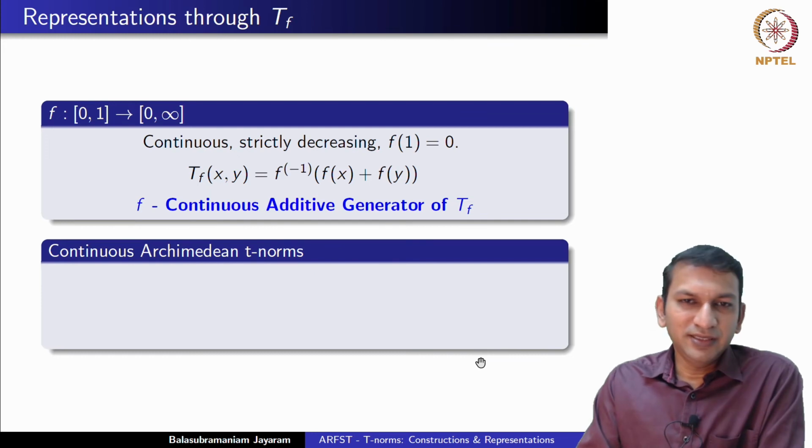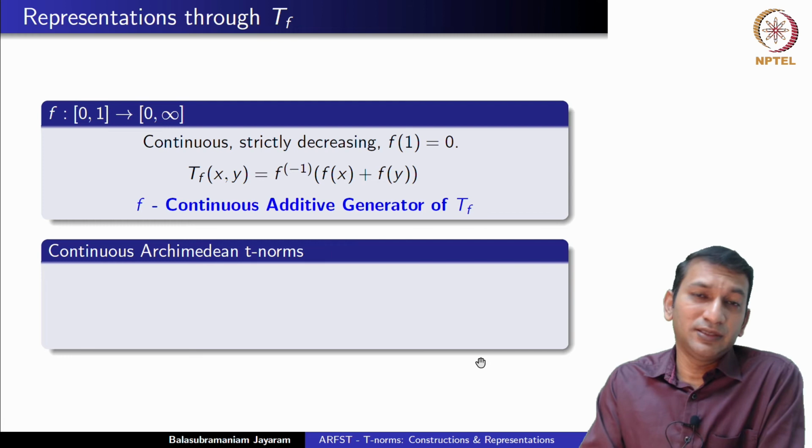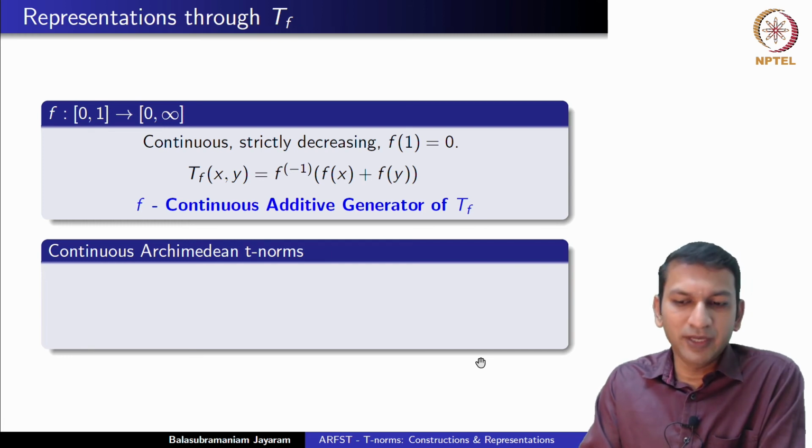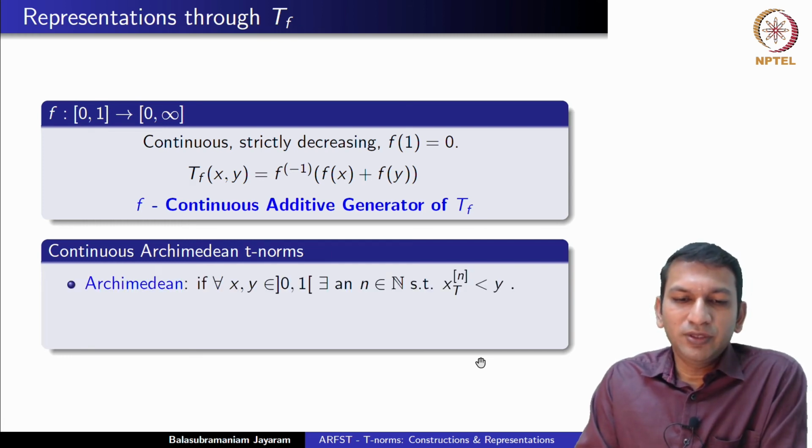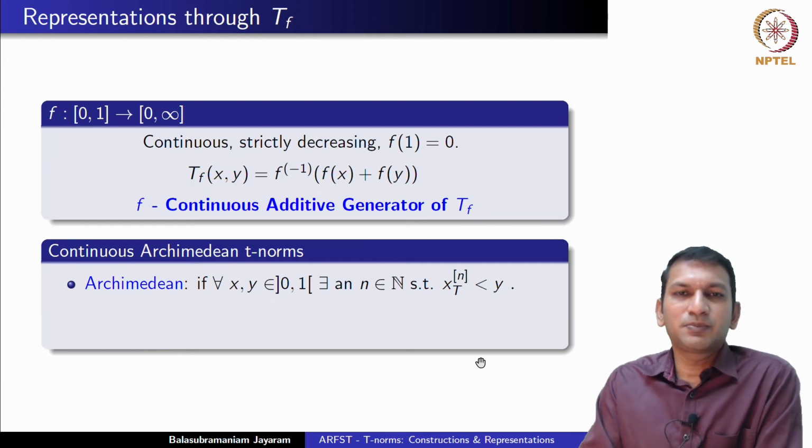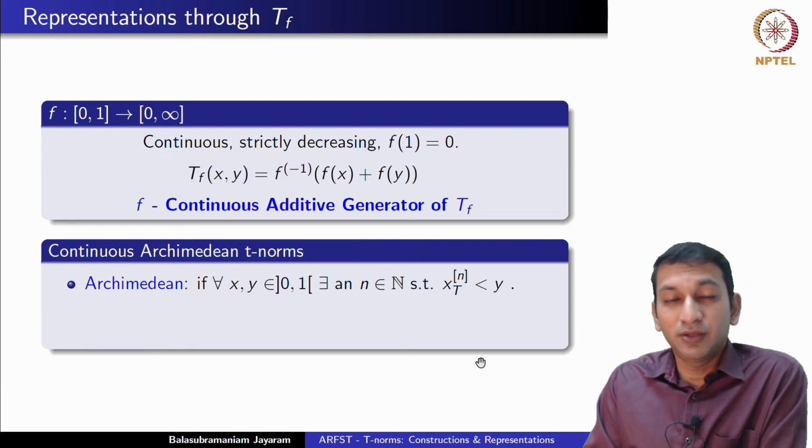What is interesting is, if you consider the class of continuous Archimedean T-norms, that means it's both continuous and also Archimedean. Note, Archimedean means for any pair of elements x and y, there exists an m such that x^m with respect to t is less than y. Similarly, there exists an m such that y^m with respect to t is smaller than x.